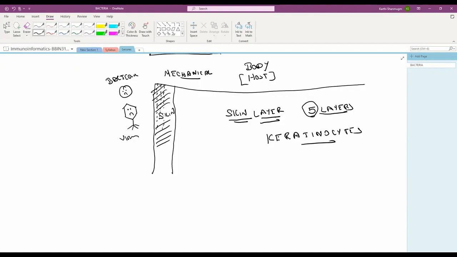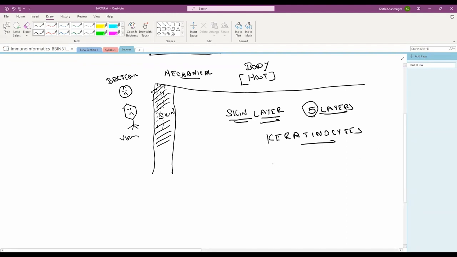So who said 7? Somebody said 7 layers, right? Can you name a few layers? If you respond quickly, it'll be good. Hypodermis. Sorry? Hypodermis. Any other name?